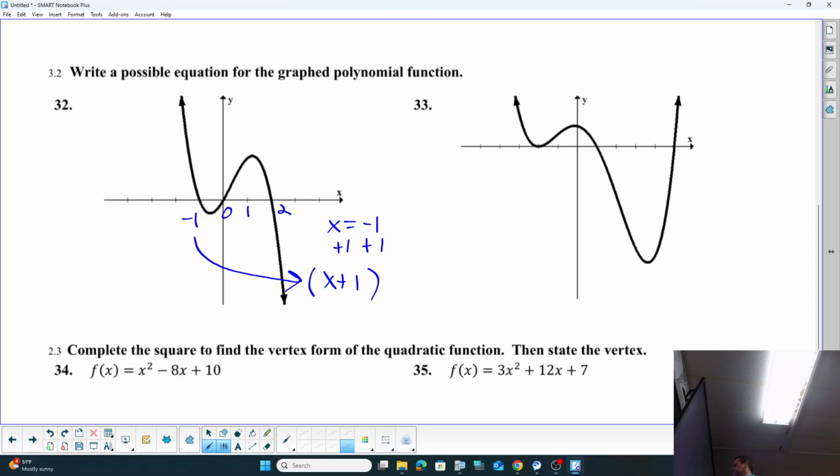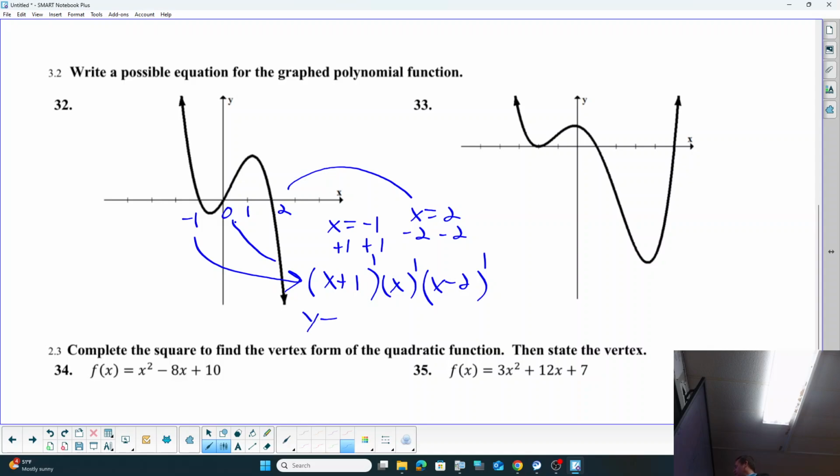So that's this guy. This one is 0, so it's going to be an x. And then this one over here is x equals 2. We're going to reverse engineer that back into factored form. Boom! It's cross through, cross through, cross through.